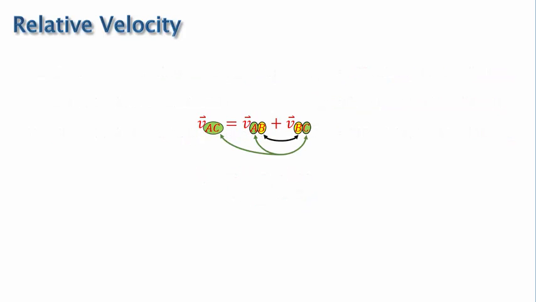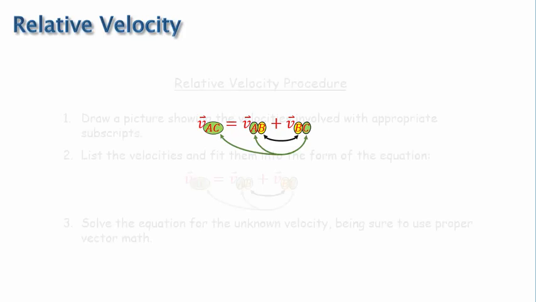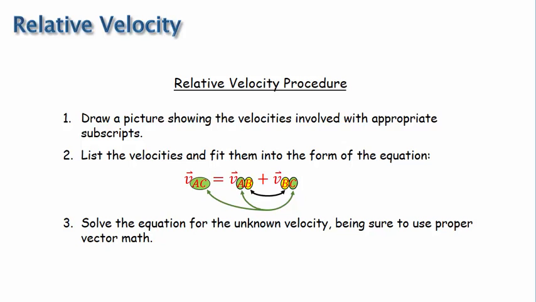This technique for dealing with relative velocity in one dimension works perfectly in two dimensions as well. Notice that the velocities in the equation are vectors, so we just have to be careful to do the vector math correctly when in two dimensions. Here's a procedure to follow, and then I'll demonstrate the procedure with a two-dimensional example. Draw a picture showing the velocities involved with appropriate subscripts, list the velocities, and fit them into the form of the equation that looks like this. Solve the equation for the unknown velocities, being sure to use proper vector math.